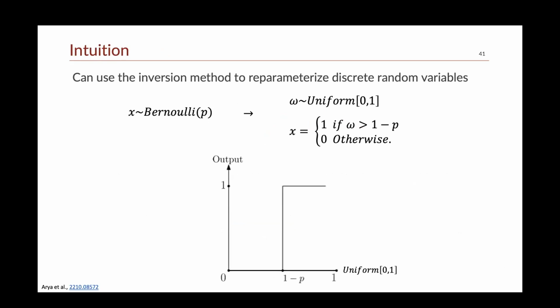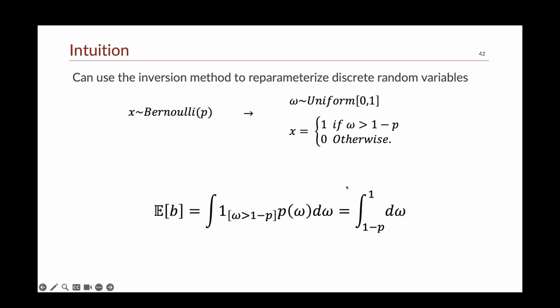One way you can think about discrete random variables is actually as continuous ones. If you imagine a Bernoulli random variable, you could imagine sampling a uniform random number, and the variable would be 0 if this uniform omega was between 0 and 1 minus p, where p is the Bernoulli parameter, and it would be 1 otherwise. If you were to write down the expectation value of the Bernoulli, it would have this indicator function of omega being greater than 1 minus p.